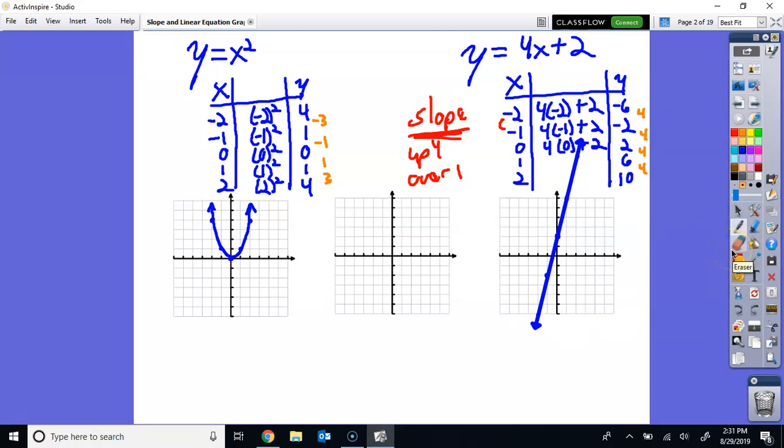You can see that it is linear. So when we talk about linear equations, they obviously make a line, not a curve. But there's a couple of other things. Look at the table. It has that slope, that constant pattern or constant rate of change that we talk about. And then it has an equation that is very different from this equation.